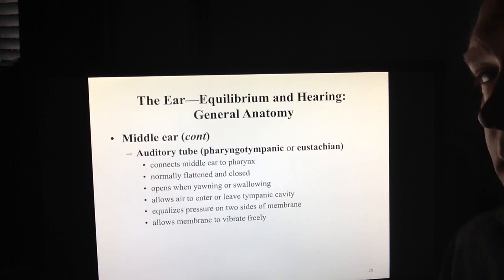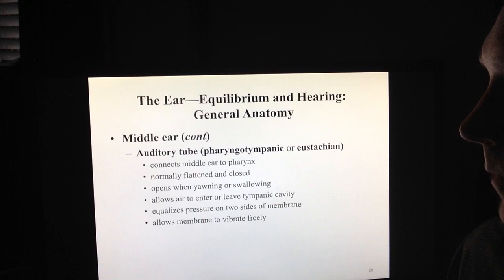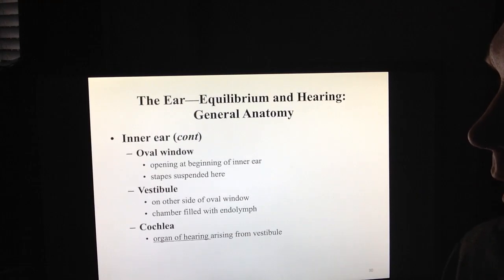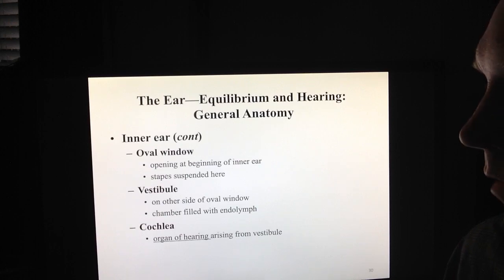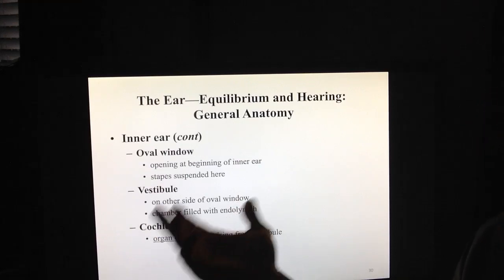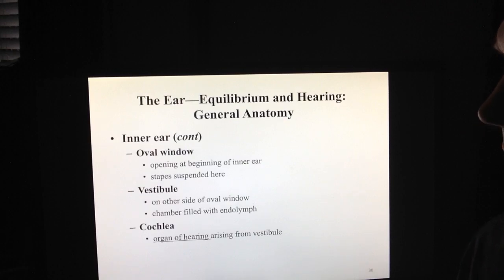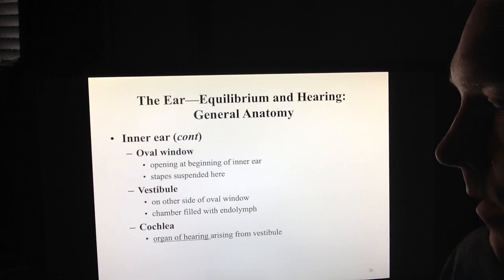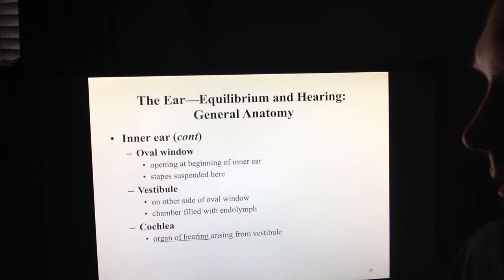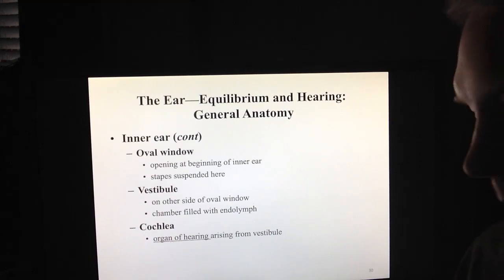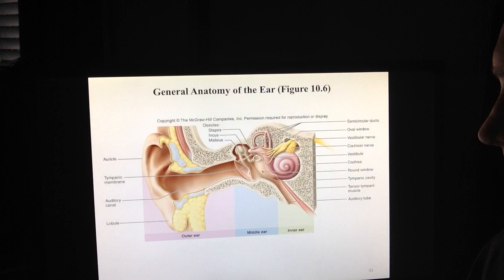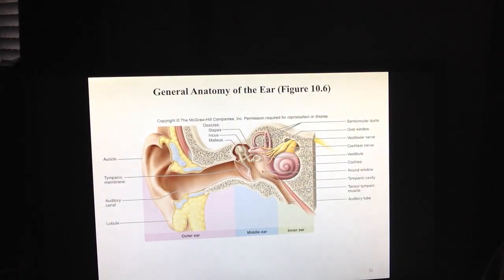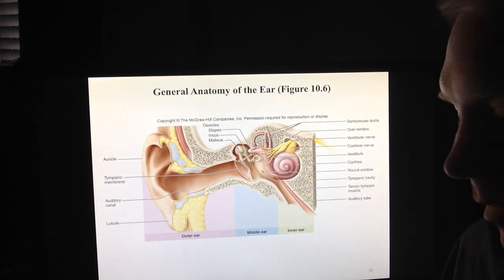The auditory tube is not the same as the auditory canal. Auditory tube goes to the pharynx, which is the throat, and equalizes pressure there. The oval window is sound in, the round window is sound out. The vestibule is like the middle space in the inner ear that transmits the vibrations to the organ of hearing, which is the cochlea. Now there's actually another structure inside the cochlea. There's a membrane that vibrates, and that's called the organ of Corti.